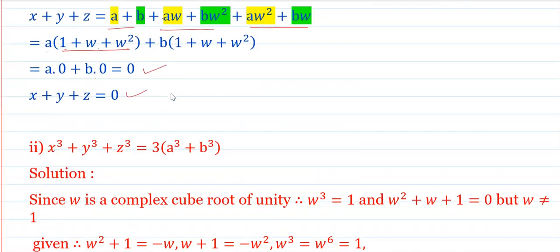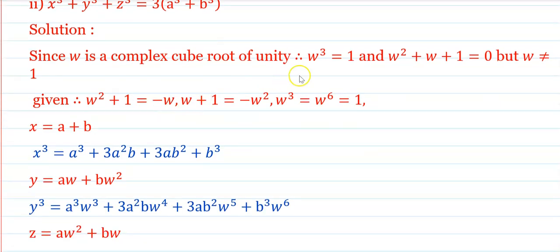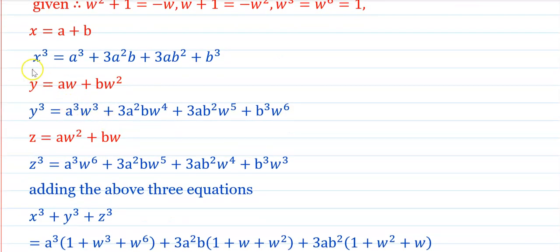Okay. Next, x cube plus y cube plus z cube is equals to 3 times a cube plus b cube. Okay, again the same, omega cube is 1, omega square plus omega plus 1 equals 0. Now here what do we need to find out? x cube plus y cube plus z cube. Then we will find out one by one. First x cube, x is a plus b, therefore it's a plus b whole cube. Then we apply the cube formula here: a cube plus 3a square b plus 3ab square plus b cube.